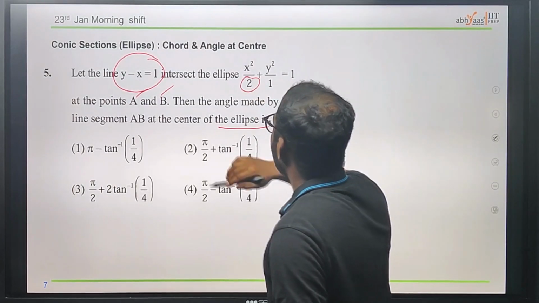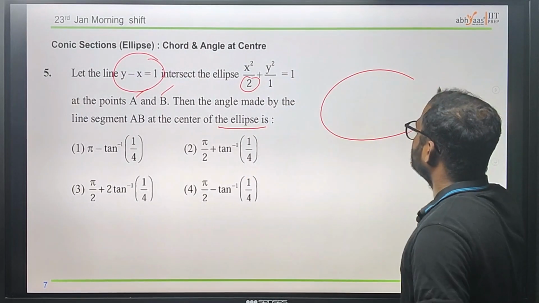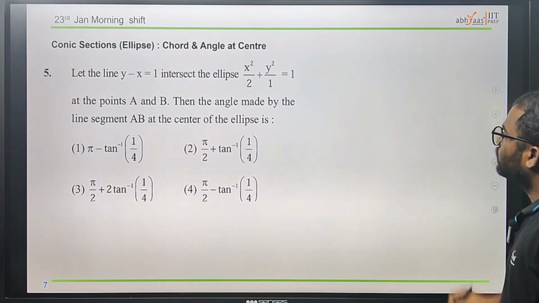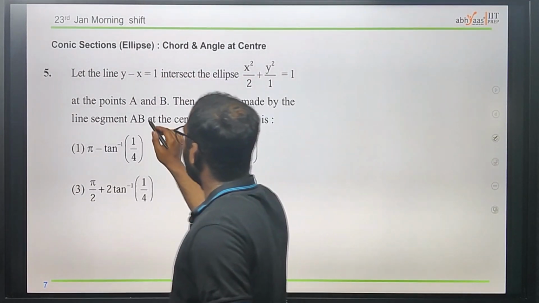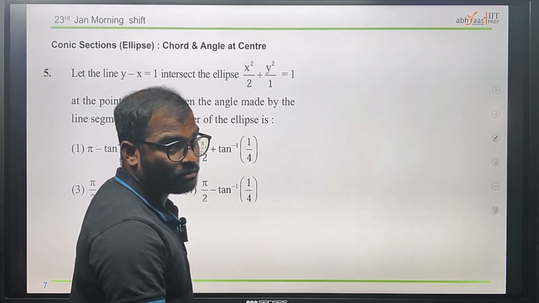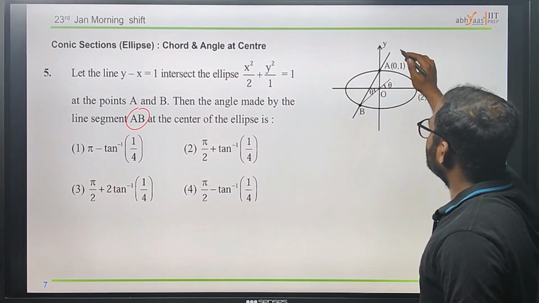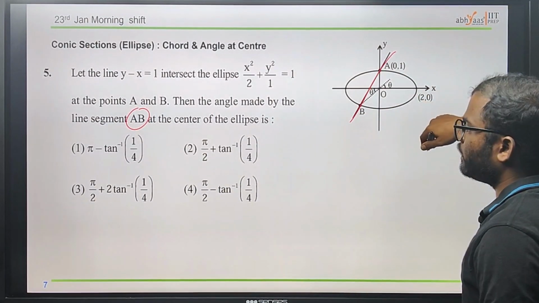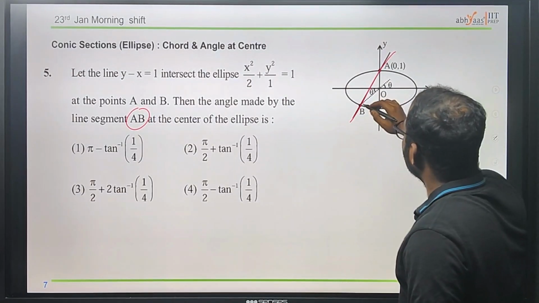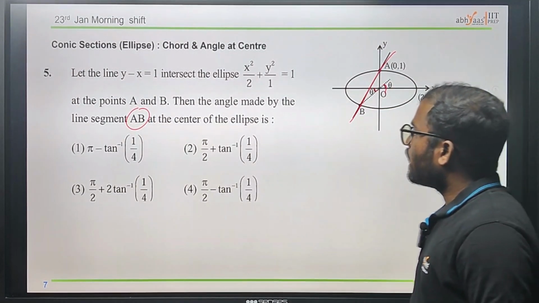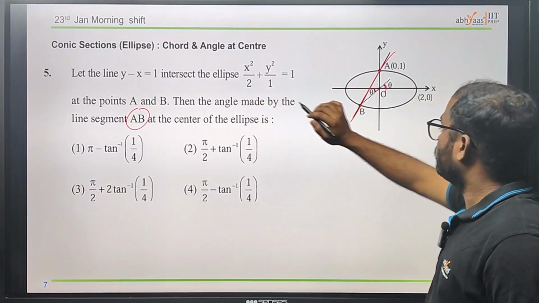Whatever the ellipse we have, it is a horizontal ellipse, like this one. Like this type of situation we are having. Now, the angle made by the line segment AB. They are asking what is the angle made by the line segment. Sorry, this is the line we are drawing, and that was wrong. We need to find the angle made by the line segment AB from here.